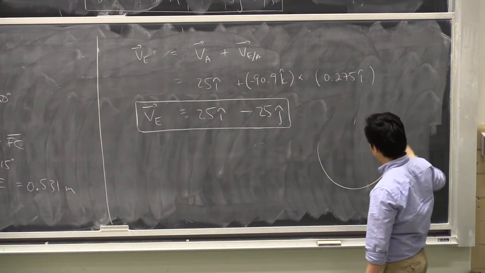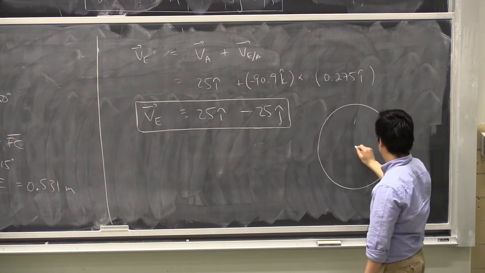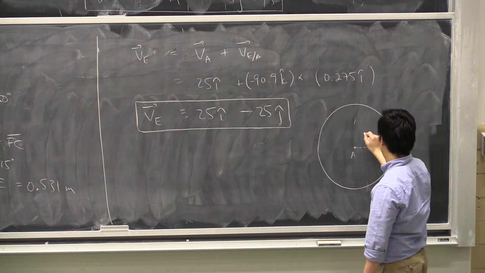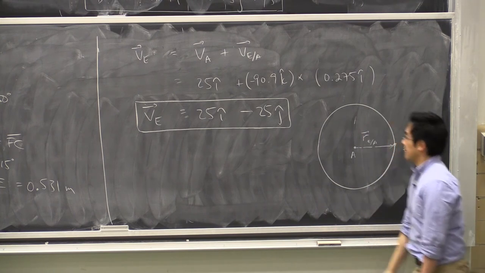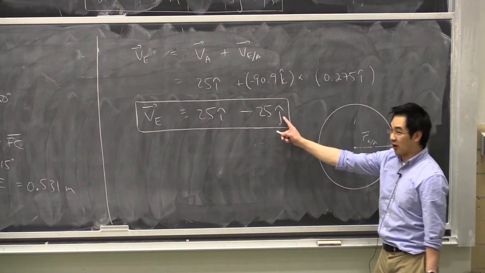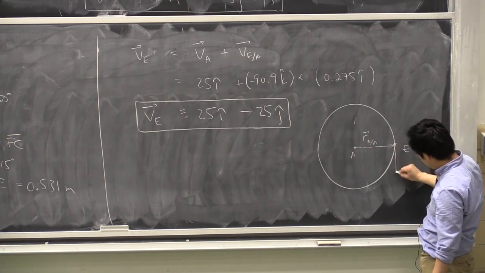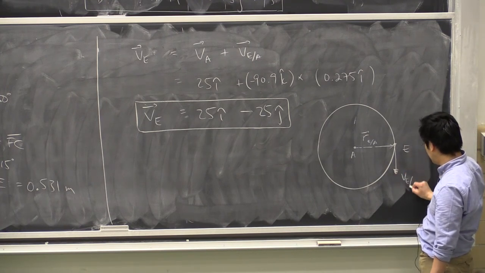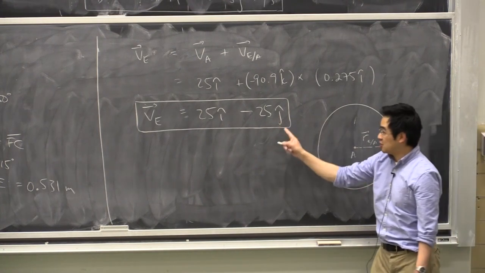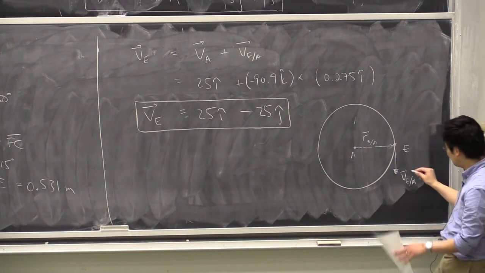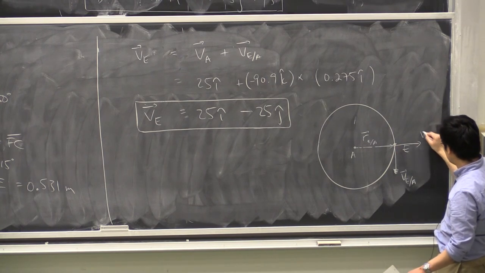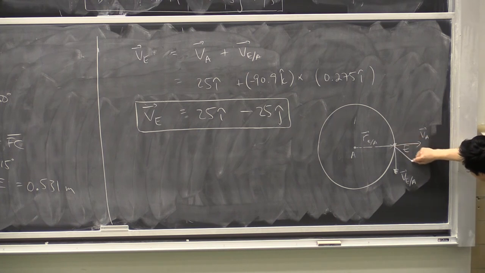Okay, so if I draw the circle again, looks like that. And the rotation part, because the wheel was rotating this way, was actually straight down. It was the component VE with respect to A going straight down 25j, but again, the whole wheel translated and moved forward 25i, like that. And so the ultimate vector VE is like the point E moves completely in this direction at a 45 degree angle. Okay?